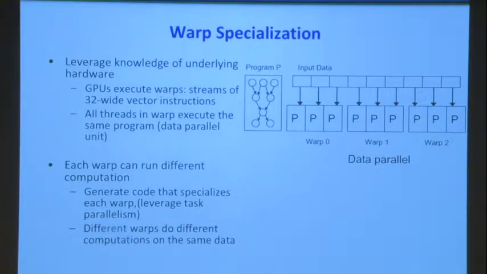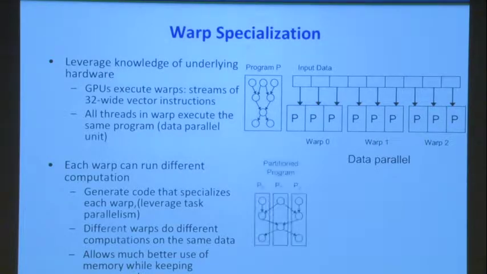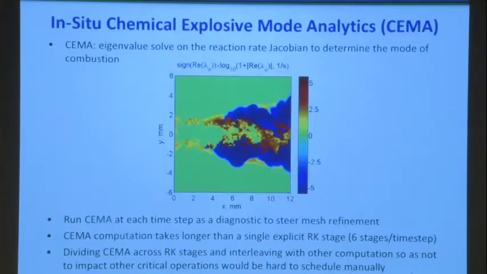And so different warps on the GPU could do different computations acting on the same data, which lets you have much better use of the memory while also keeping the processor busy. And so that's what we did, and we ended up getting much higher performance and rates and speed-ups of our chemistry evaluation than the way we used to do it.